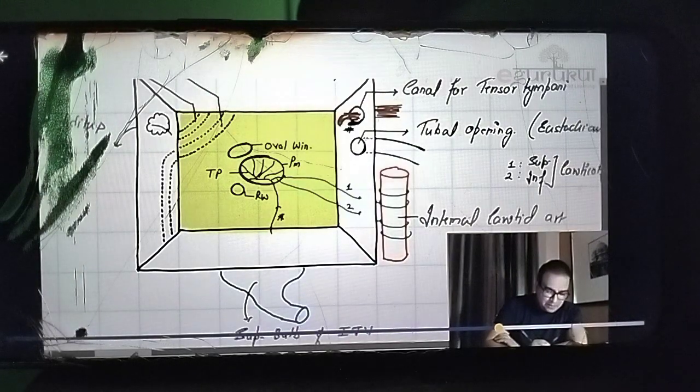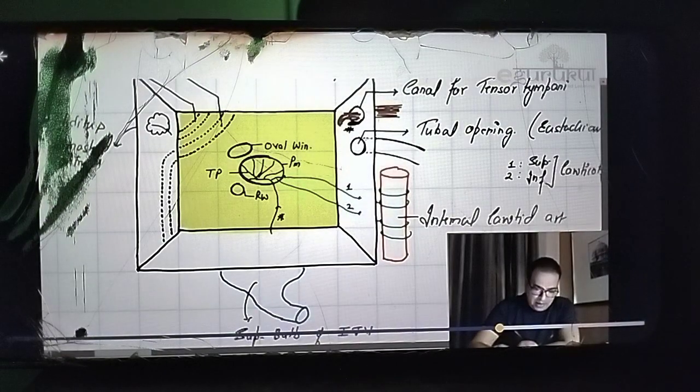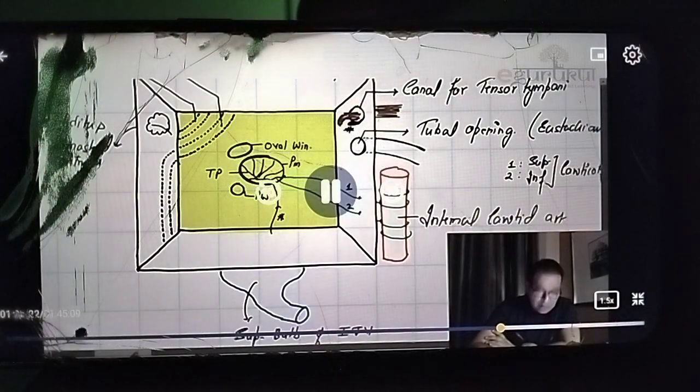Aditus to mastoid antrum. Then below it, there's another prominence that you will see on the posterior wall, but again very close to the medial wall.